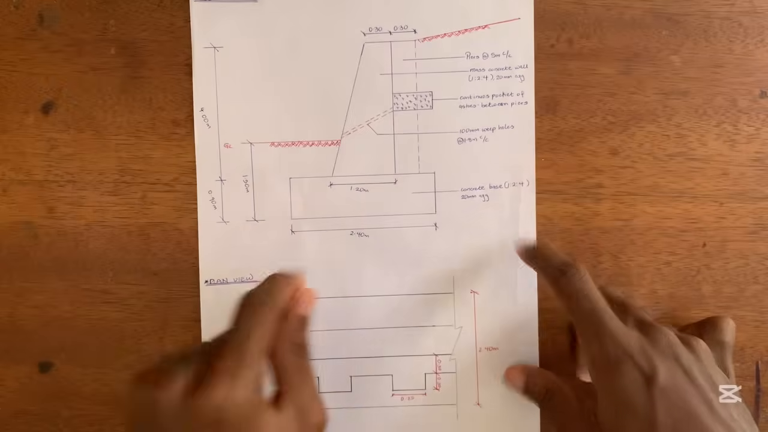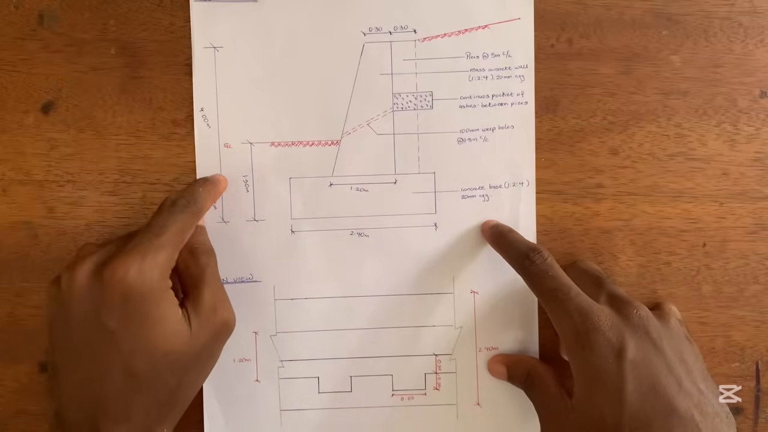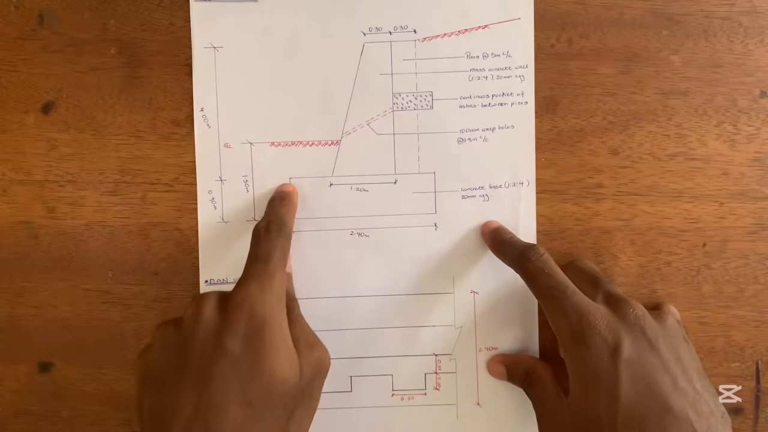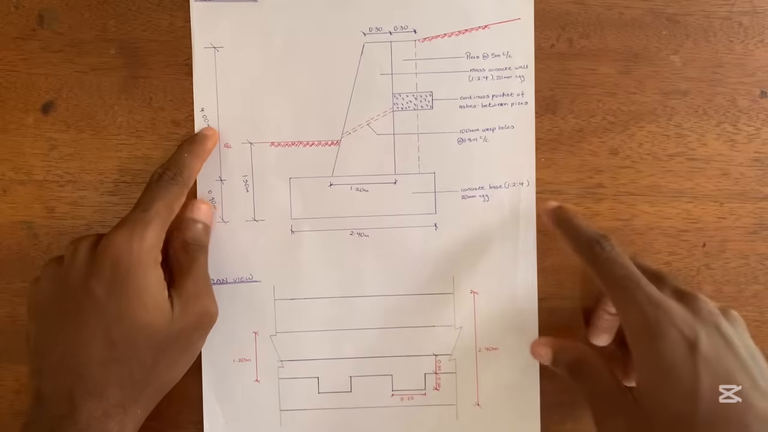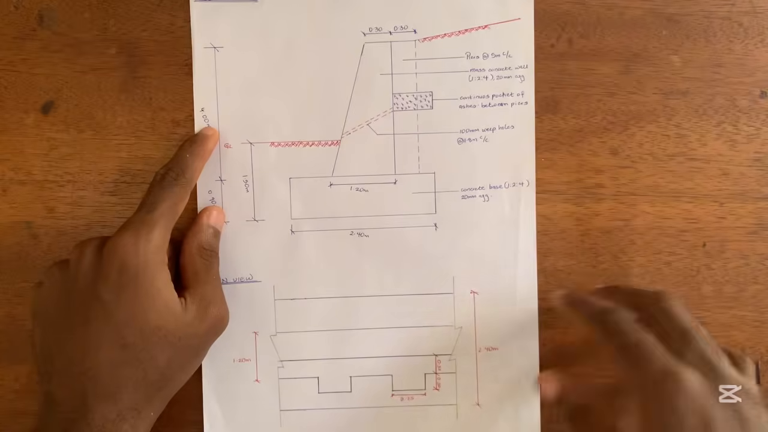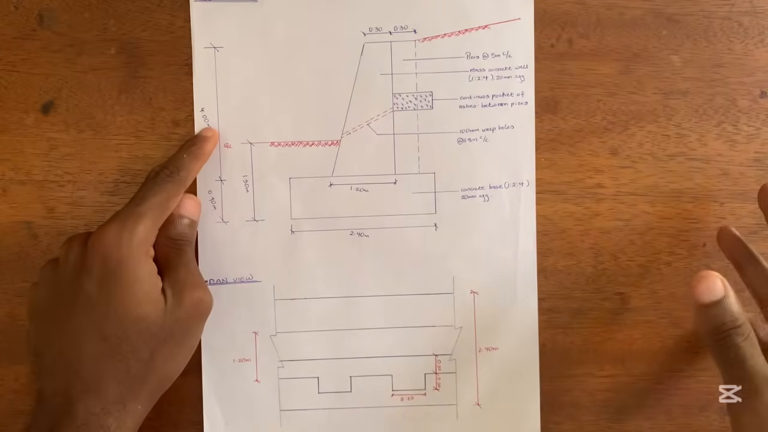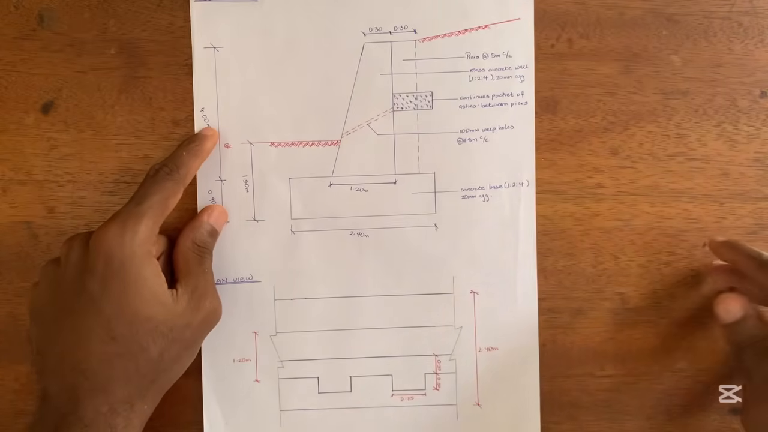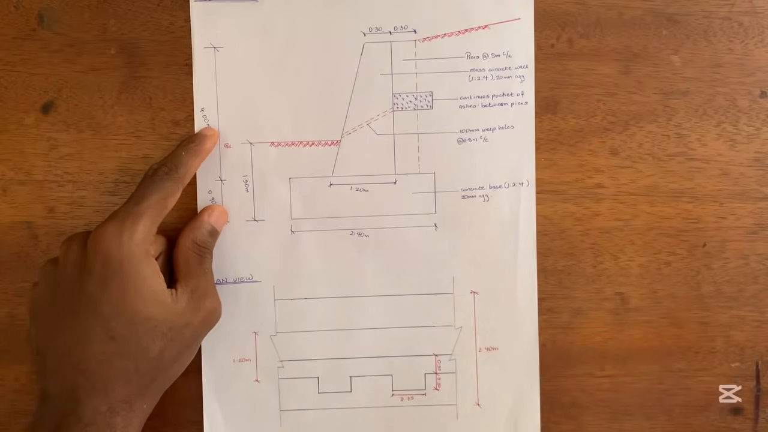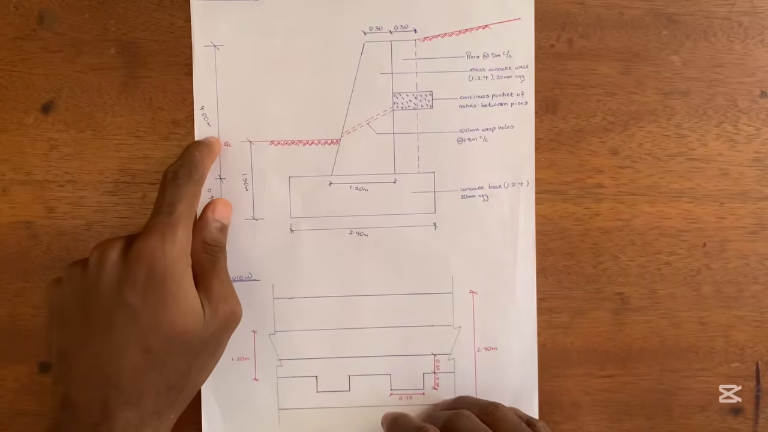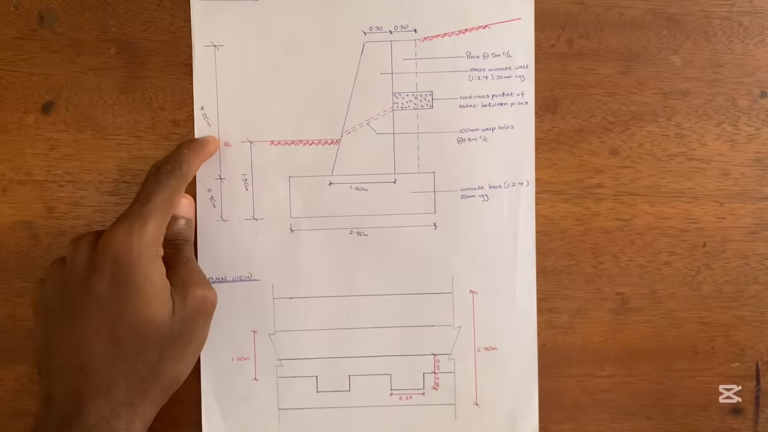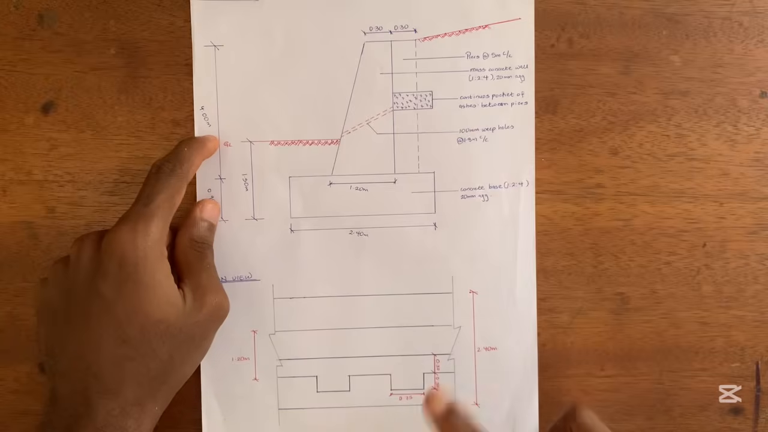So now, what is the height of our wall? They say that the height of our wall from the top of the base up to the top of the retaining wall is 4 meters. So you see that the retaining wall is quite tall. What is the standard height of one floor of a building? It is from 3 meters to, let's say, 3.5 meters if you want more headroom. Now you can see that the retaining wall is 4 meters.